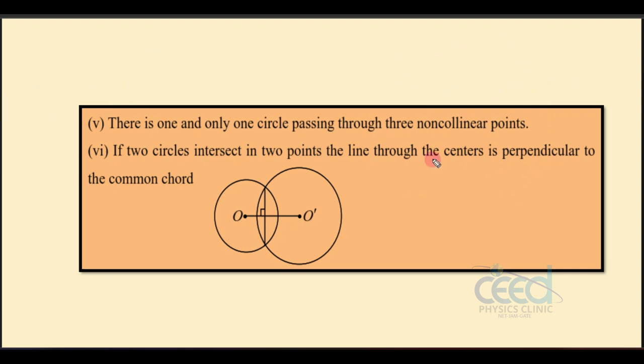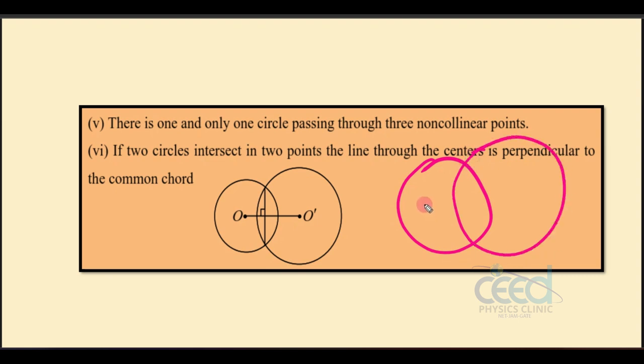Now suppose two circles, right, that intersect at 2 points. The line through the centers is perpendicular to the common chord. See, if two circles intersect like this, here you can draw a chord, right? This is a chord for this circle and also a chord for this circle. Now if you join center to center, that is perpendicular to this common chord, right? This principal axis, the center to center line, bisects the chord, and the chord is perpendicular to the center to center line.